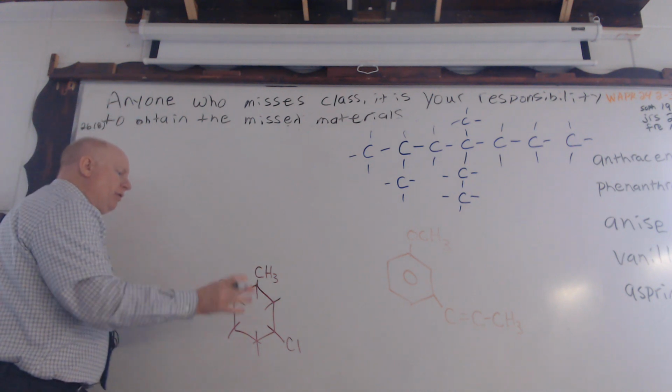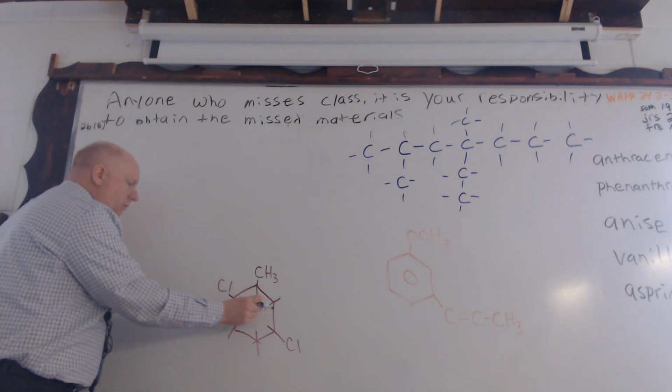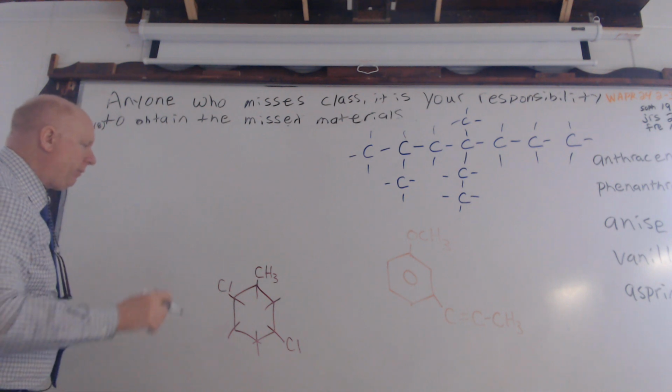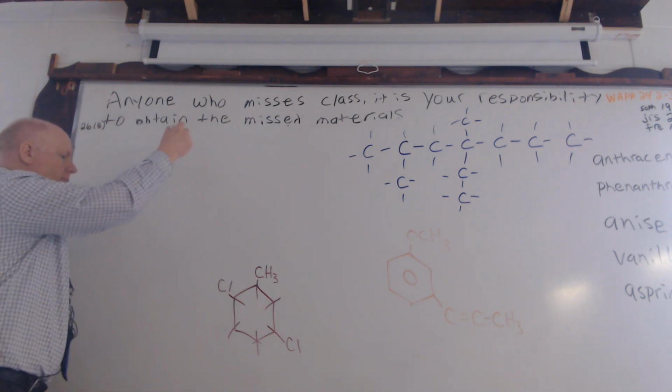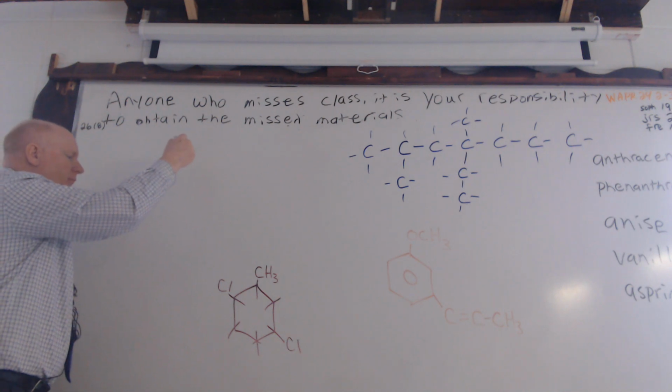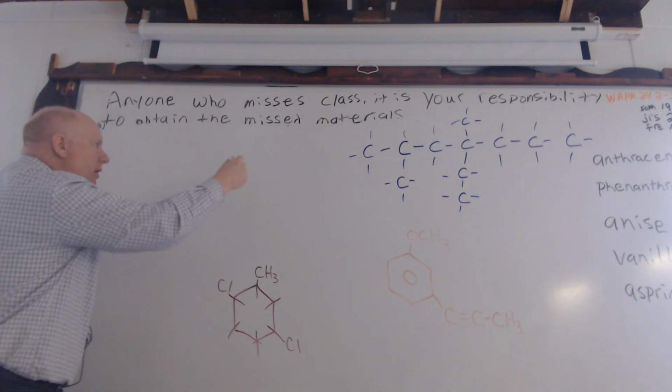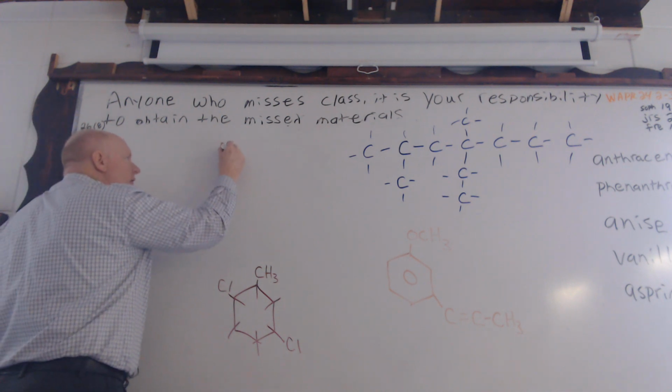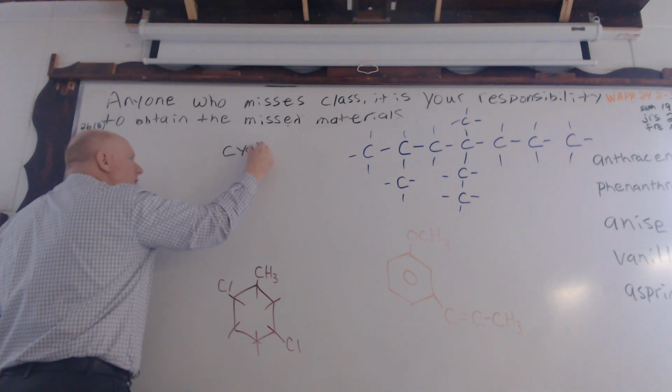So making our progression, what do we have here? 1,4 dichloro 2-methyl cyclohexane. Okay. So let's just put some of this together. We heard this.